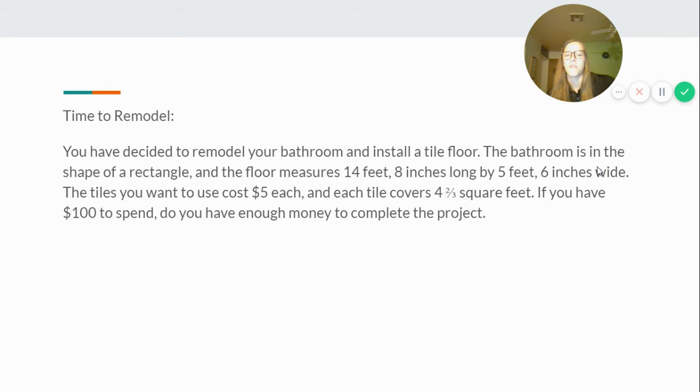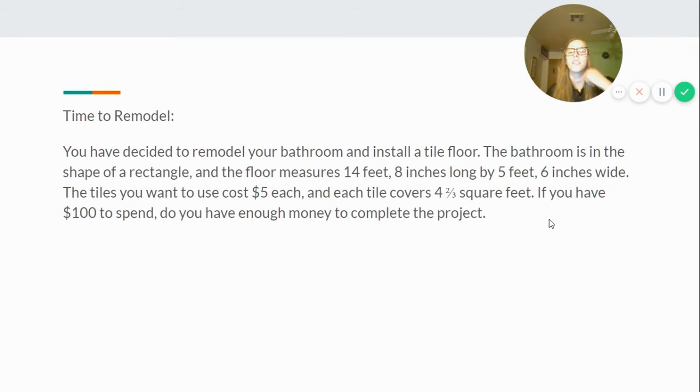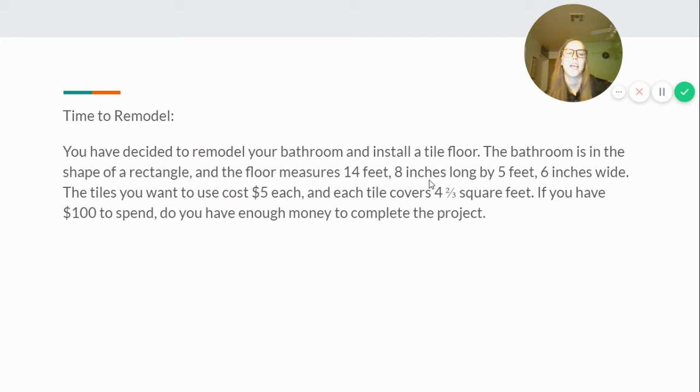Go ahead and work on this one on your own. No, we're actually going to work on this one together. So, time to remodel. You have decided to remodel your bathroom and install a tile floor. The bathroom is in the shape of a rectangle. The floor measures 14 feet 8 inches long by 5 feet 6 inches wide. The tiles you want to use cost $5 each. Each tile covers 4 2/3 square feet. If you have $100 to spend, do you have enough money to complete this project?